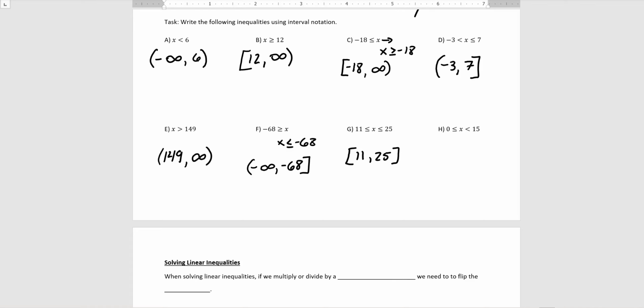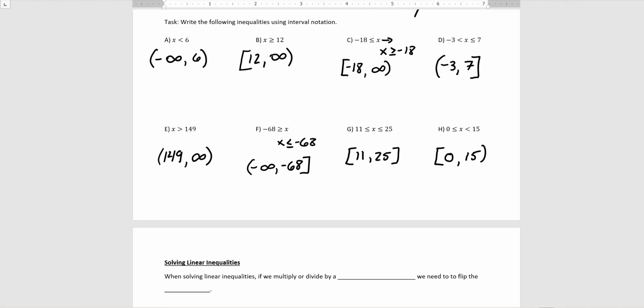All right, looking at letter H, 0 is less than or equal to x, which is less than 15, which means we'd have a hard bracket here for 0, and then 15 with a soft bracket. Since it can't equal 15, it can only go up to it, but not include 15.